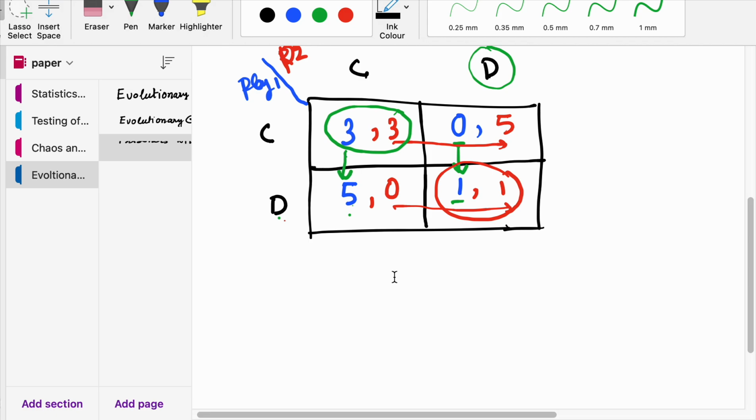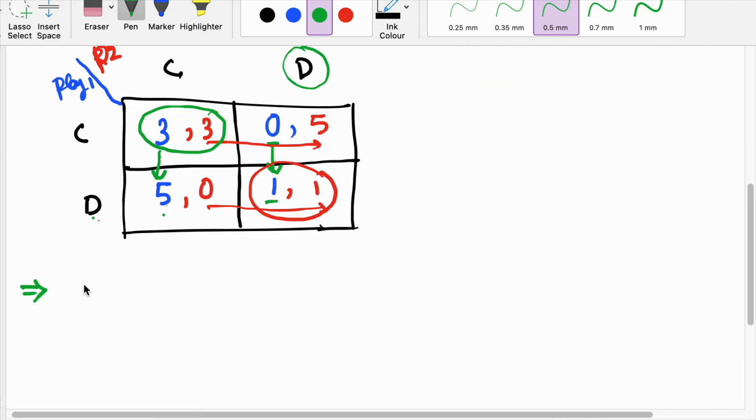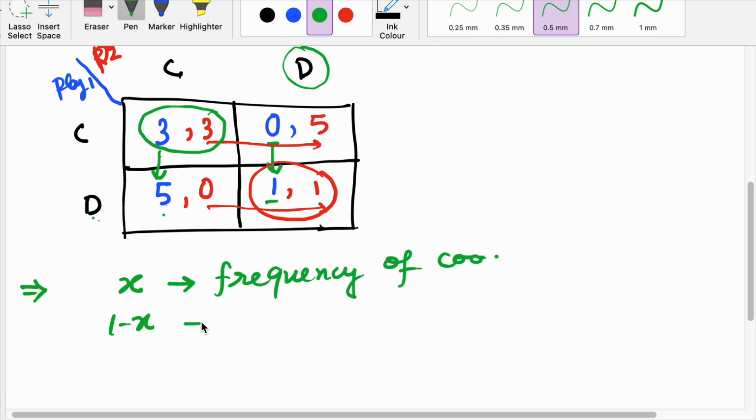Now let's see what we get if we analyze the situation through evolutionary dynamics. To do that, suppose there is a population with two types of individuals, cooperators and defectors, and x is the frequency of cooperators, and 1 minus x is the frequency of defectors.